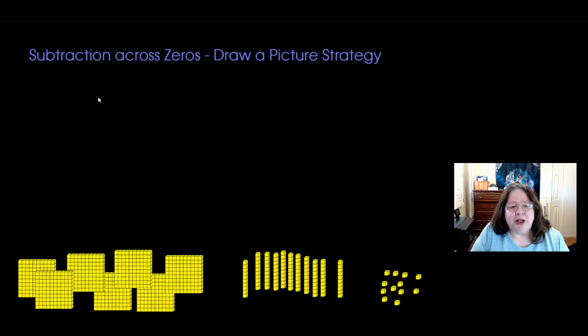Today we're going to look at subtraction across zeros using the draw a picture strategy. Before we start with the draw a picture strategy, I want to model a problem using unit blocks. You might remember that unit blocks come in units that match our place value system. There are ones, there are tens, and there are hundreds.